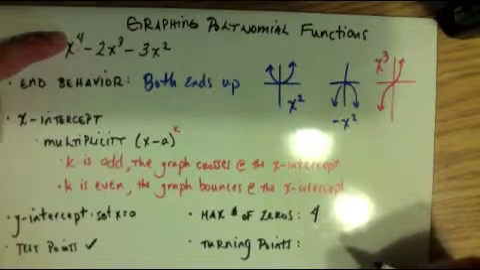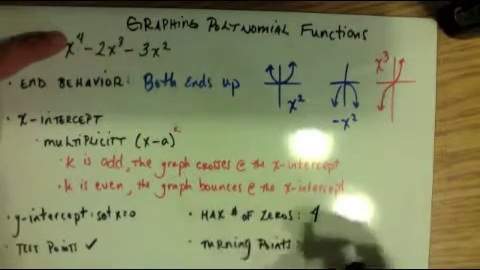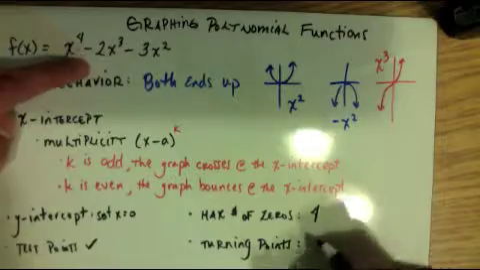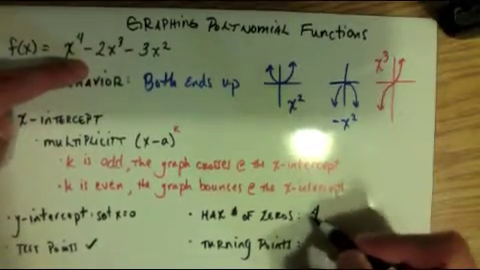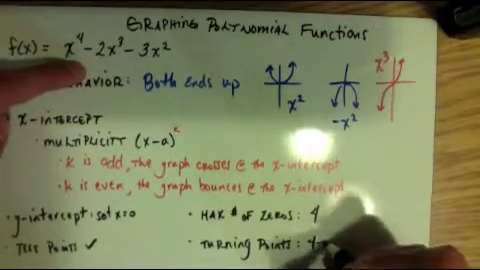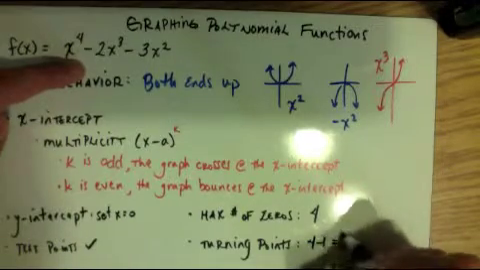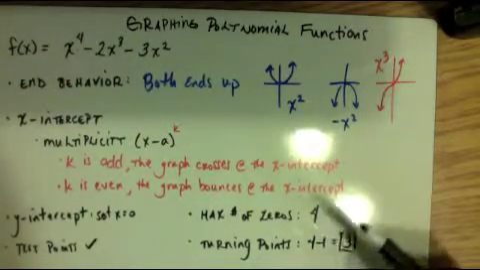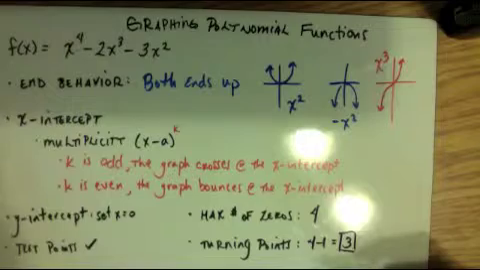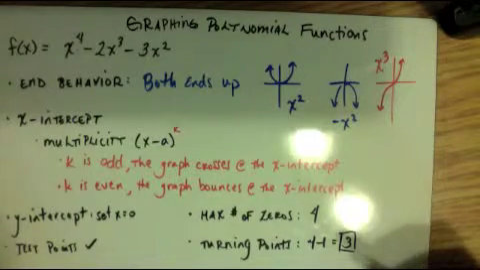Now what about the turning points or concavity? This is where the graph is going to be changing shape. It's the max number of zeros subtracted by 1. So 4 minus 1 is 3. So this polynomial has at most 3 turning points.